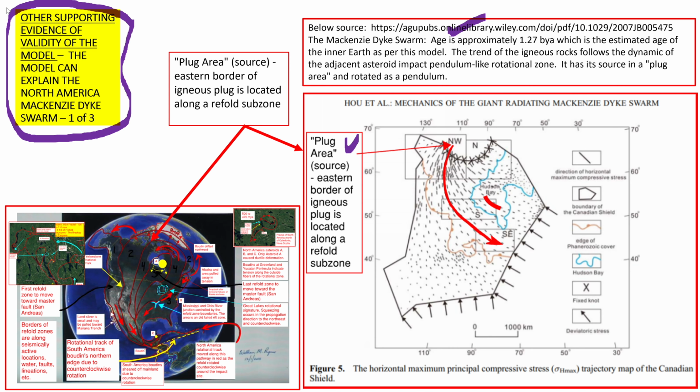So you can see this plug area igneous source over here. I'm circling it. It is on the border of a refold subzone, and I pointed out where that is to the left. You can see around here. There'll be more details on that on the next slides. But the trend of all these igneous rocks goes in, I'm highlighting here. See this arrow? And that's the same as the trend of the pendulum-like motion of the asteroid impact zone.